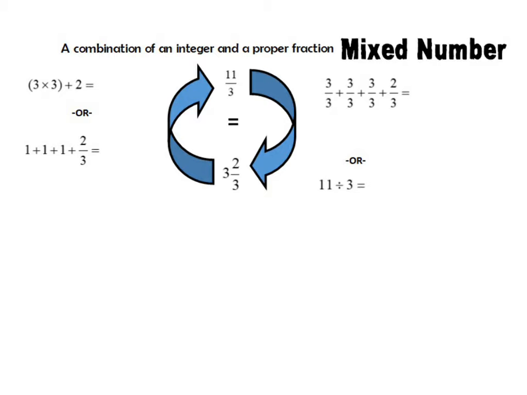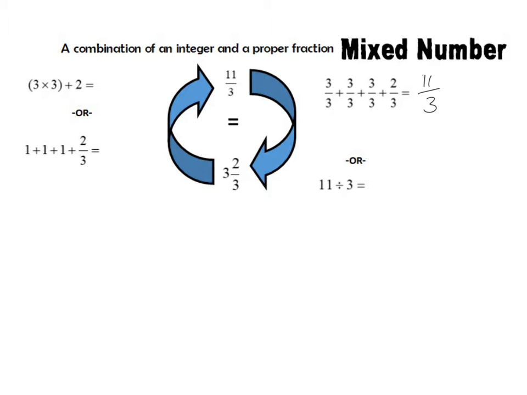One of the things we need to be able to do is switch back and forth between improper fractions and mixed numbers. So here I have an example of the improper fraction 11/3, and I know that's equal to the mixed number 3 and 2/3. The question is, how do I get from 11/3 to 3 and 2/3? One way to do it is to write a series of addition problems. So here I have 3/3 plus 3/3 plus 3/3 plus 2/3. Now if I add all these up, I end up with 11/3.